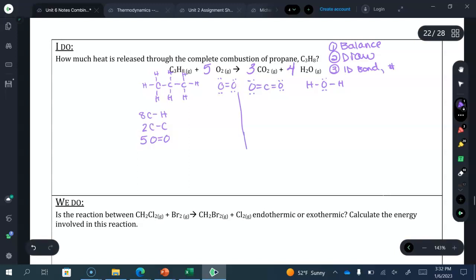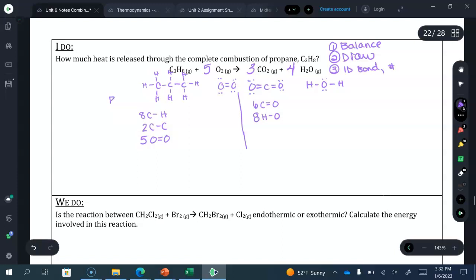We're going to repeat this process on the other side. So we have the C double bond O, and there are 2 in the molecule, but I have 3 of those molecules. So 2 times 3 is 6 total. Then looking at the other molecule, we have H bonded to O, and there are 2 there, but we have 4 of those molecules. So 2 times 4 is 8 total.